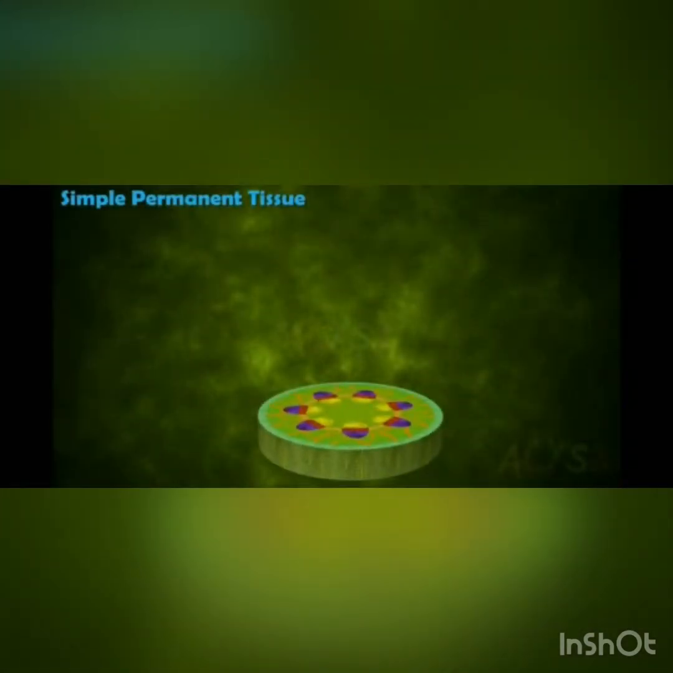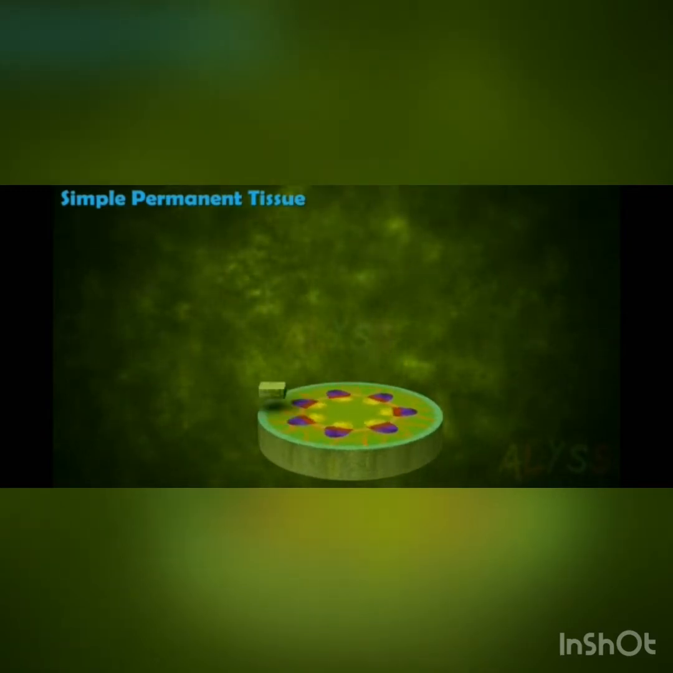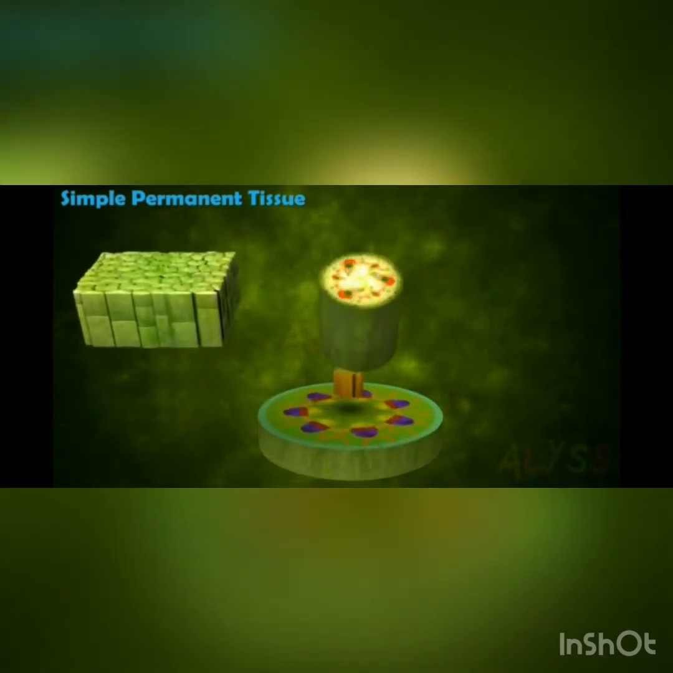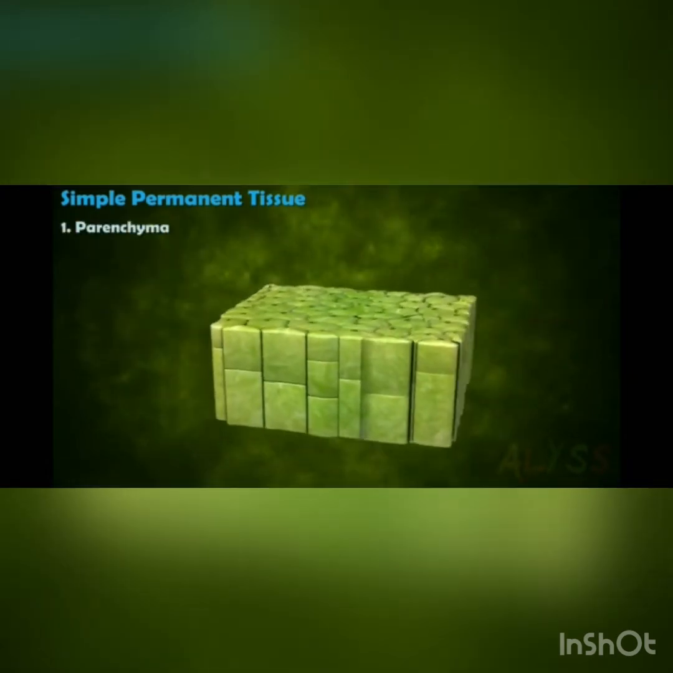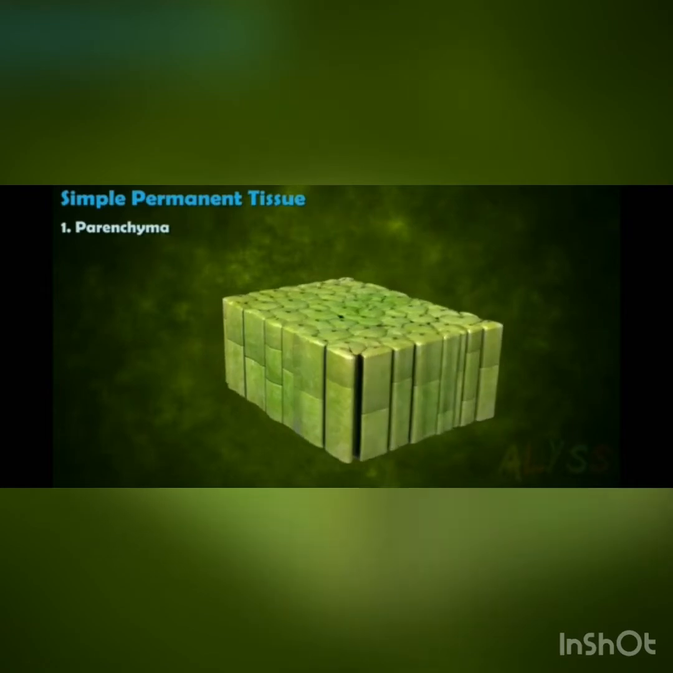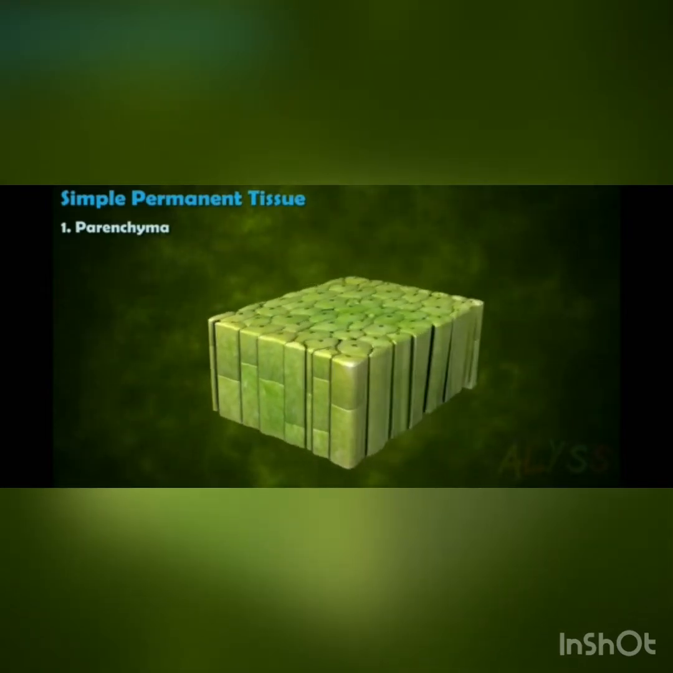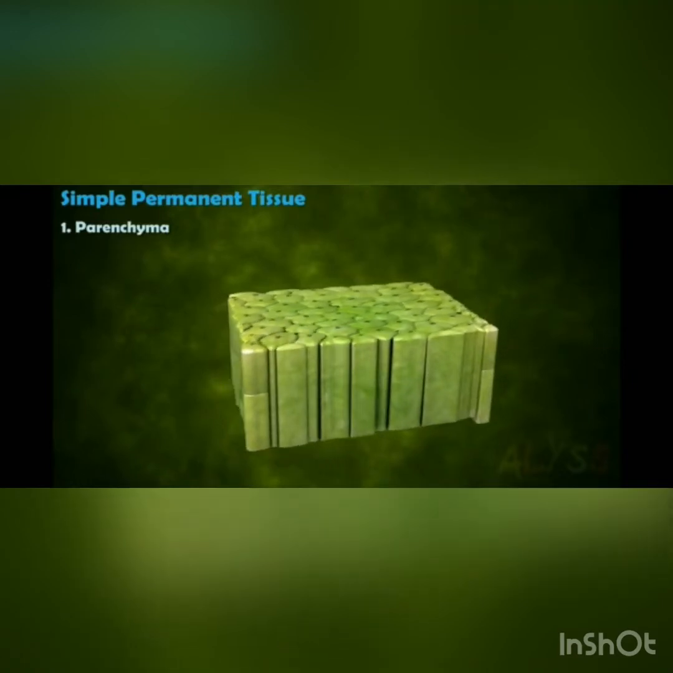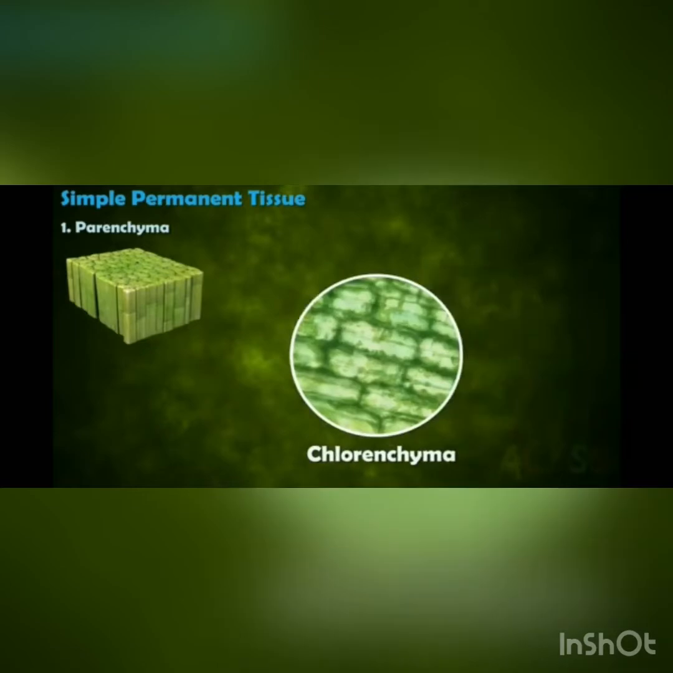Simple permanent tissue. Three types of simple permanent tissue are there: parenchyma, collenchyma, sclerenchyma. Parenchyma, the cells of parenchyma have dense cytoplasm and large nucleus, and they are able to divide further.